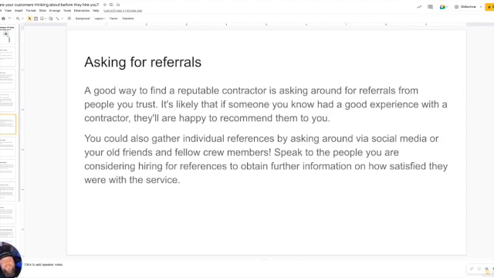So, asking for referrals. A good way to find a reputable contractor is asking around for referrals. Local church, work, next door, right? So if somebody's had a great experience, they're going to be asking people that have had that. So how do you get ahead of this? Well, you get ahead of it by developing a referral program with the customers that you're installing with. So what does that mean?